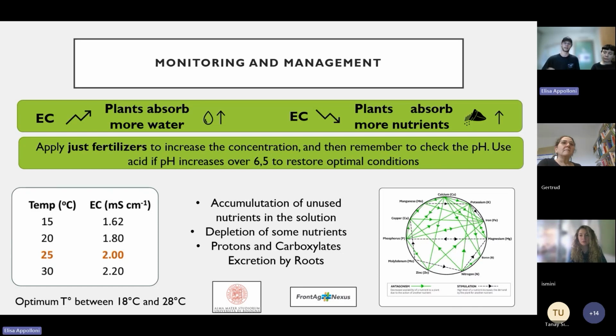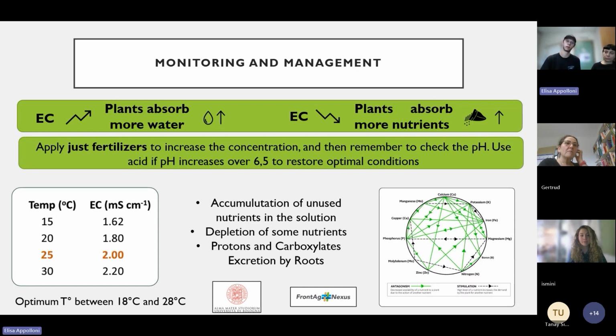Another fact is that plants, in order to absorb nutrients, release into the nutrient solution protons and carboxylate excretion by the roots. And this not only changes the pH, but protons are positively charged, and so they will increase the pH. So this may be another factor for which the pH of your hydroponic system is not stable, because you have a lot of roots and not enough nutrient solution.